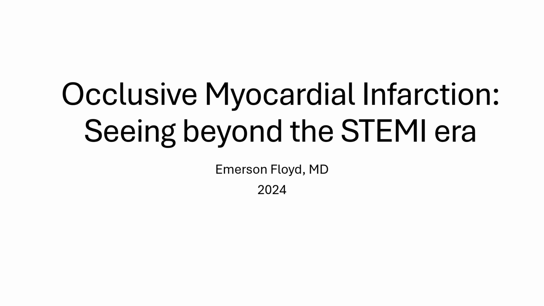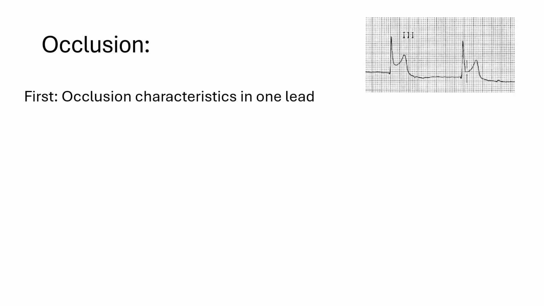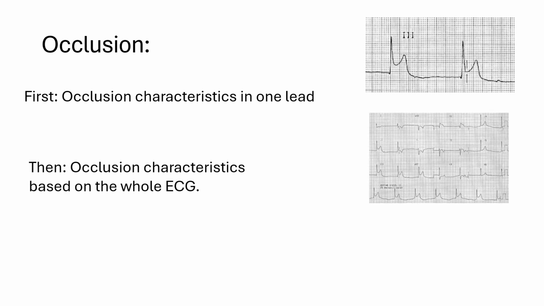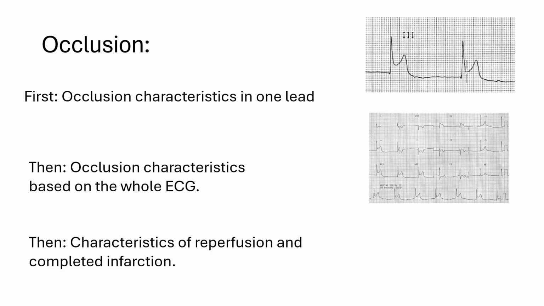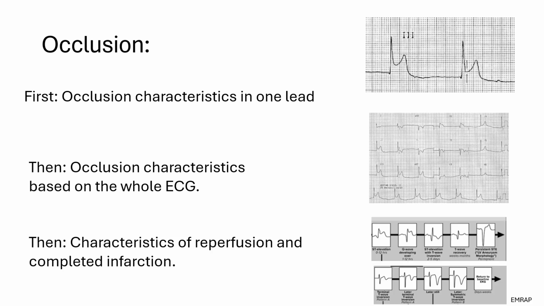Welcome. This video is a prologue to a series of videos on identifying acute coronary occlusion based on the ECG. To learn how to identify acute coronary occlusion, we're first going to discuss the identification of occlusion based on a single ECG lead. Then we'll move on to identifying occlusion based on all of the ECG leads. Then we'll discuss characteristics of reperfusion and completed infarction.